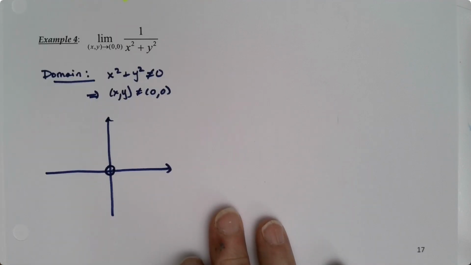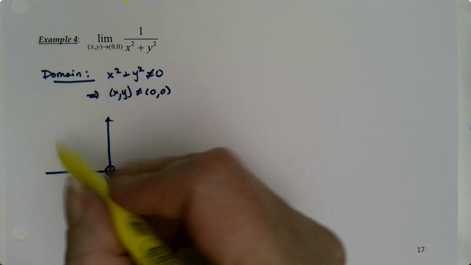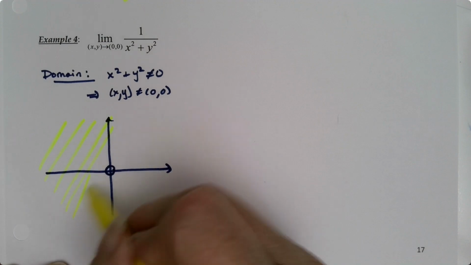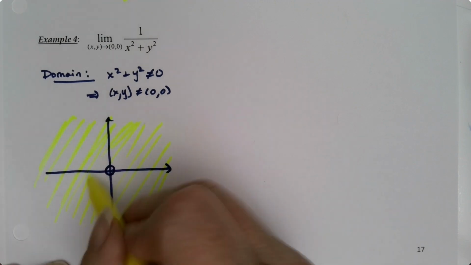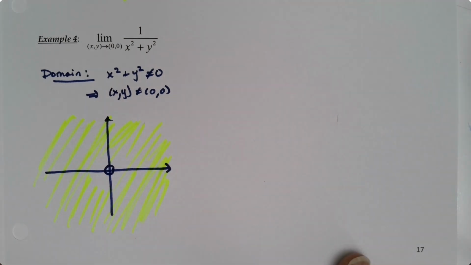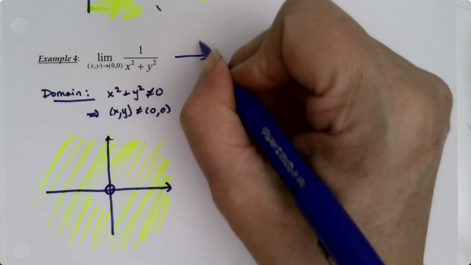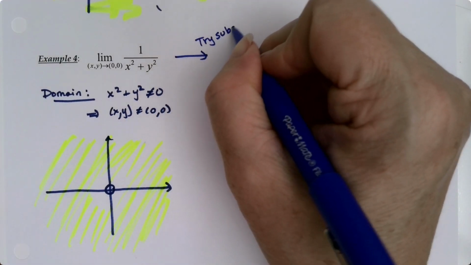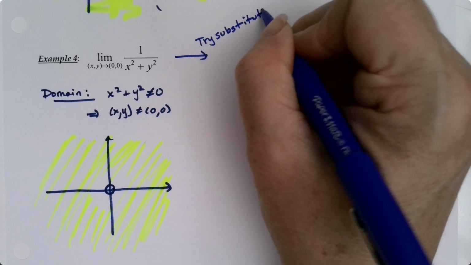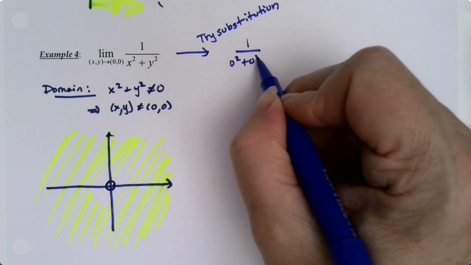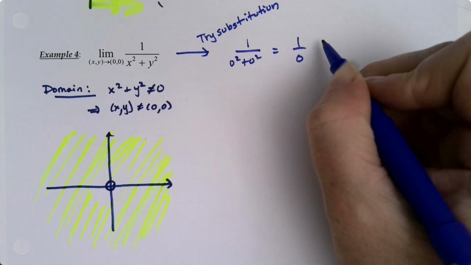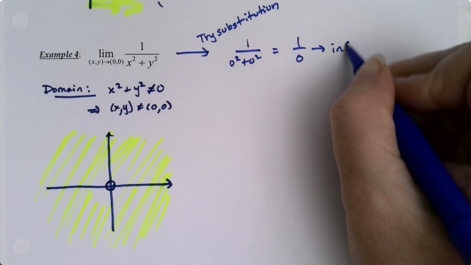the origin. And the way we do that is we just put a little ring around the origin, and then we shade everywhere else. There we go. So there's our domain drawn. So let's think. If we tried to substitute, let's see what happens. We end up with 1 over 0 squared plus 0 squared, which is 1 over 0, which is an infinite limit.